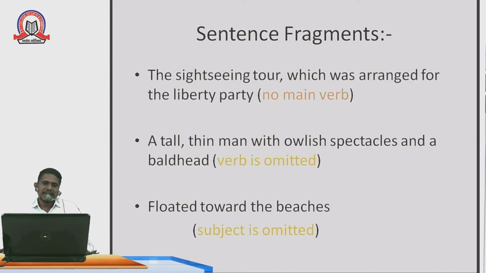Okay, so again another example here is now: a tall thin man with owlish spectacles and a bald head. Again see here, what is the mistake here now? I have given it in brackets, you have to think over where it is. See, the main mistake is here now, the verb is omitted. What do you mean by verb? Verb means action word. Verb means processing word.